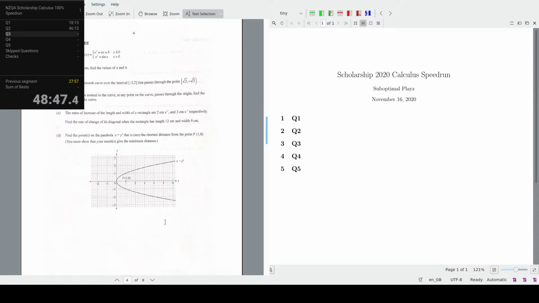Smooth curve. You know, NZQA doesn't actually define smooth curve or anything. They're kind of sus. Smooth curve over the interval -2, 2 that passes through the point.